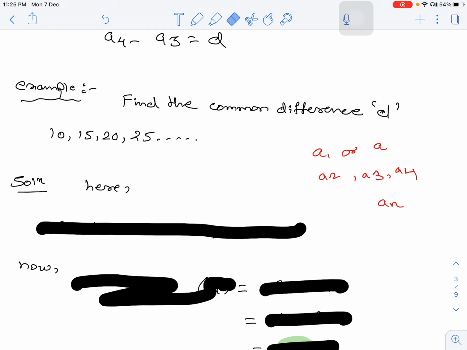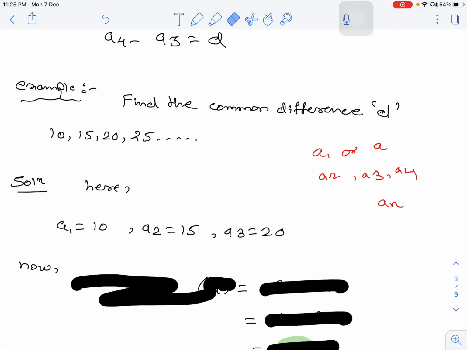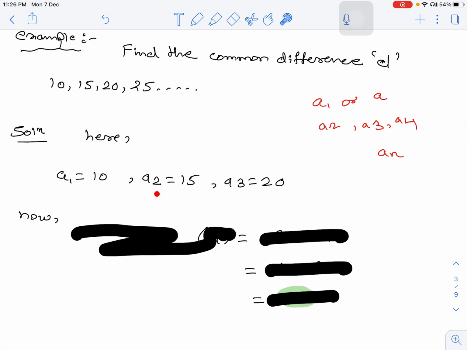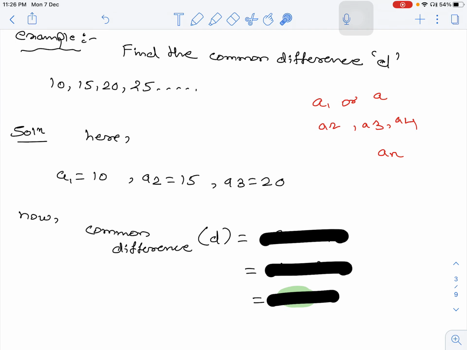Now in this example, I have indicated the first term, second term, third term and fourth term. Here we have A1 equals 10, A2 equals 15, A3 equals 20. Now we want to find the common difference. It means that these numbers are forming an AP, and then only we are able to find the common difference. So how to find the common difference? Already we have seen, we subtract second term minus first term. The common difference D is given by A3 minus A2 or A2 minus A1; right now I have written A2 minus A1.